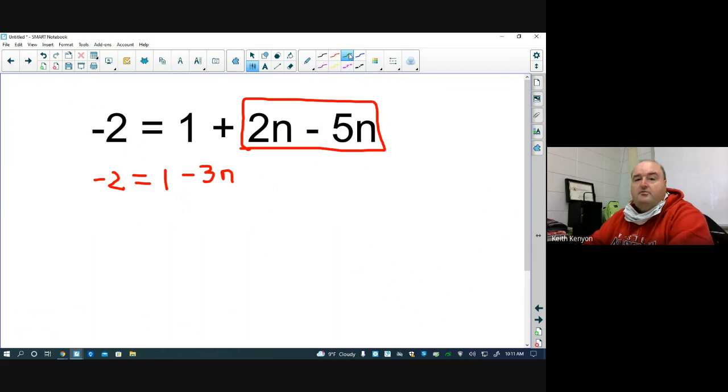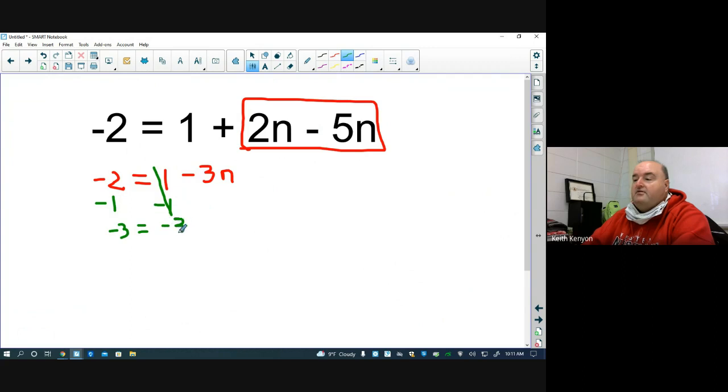My goal is always going to be to have the variables on one side, which in this case is the n, and the numbers on the other side. Right now I have a 1 on the right-hand side, so I need to move that over to this side because the n's are over on this side. So I'm going to subtract this 1 on both sides. Those will cancel. -2 minus 1 is -3. And this -3n still stays here.